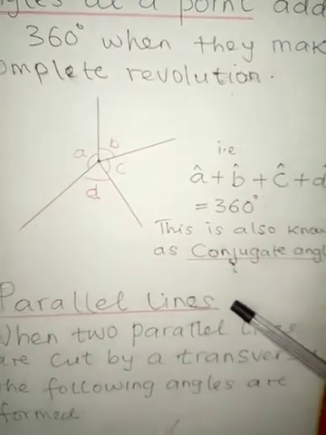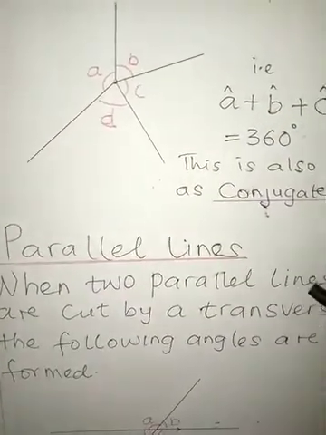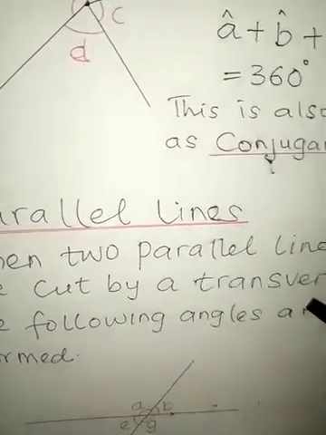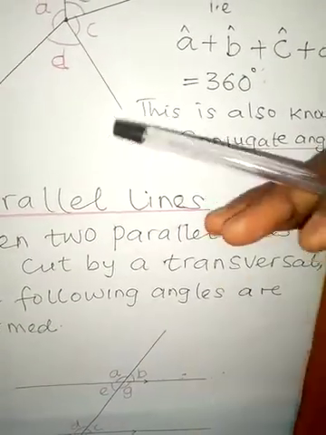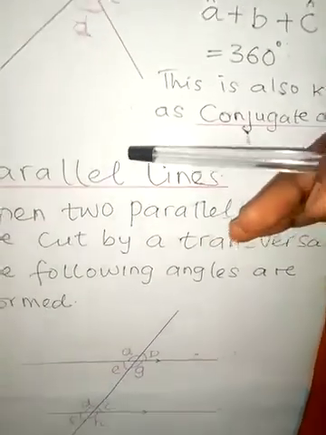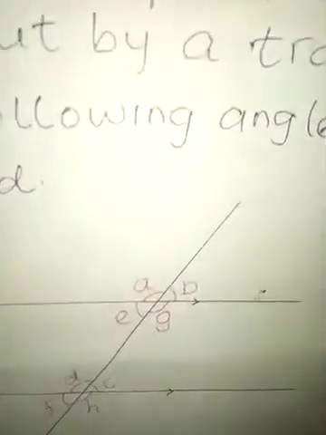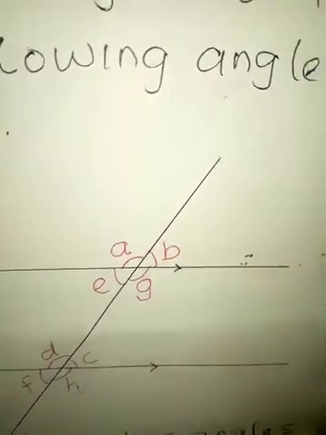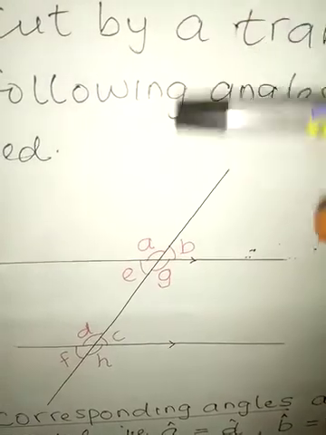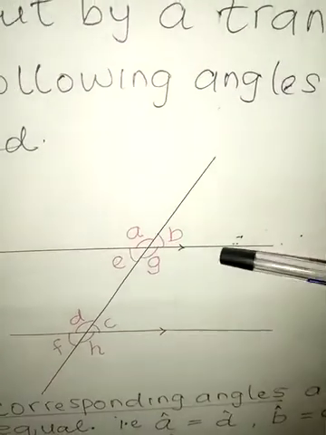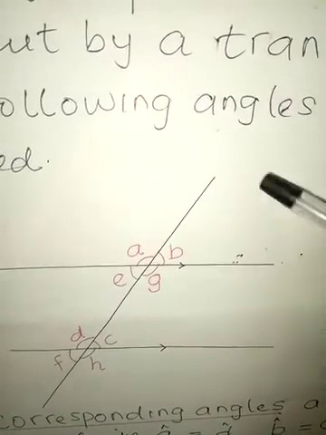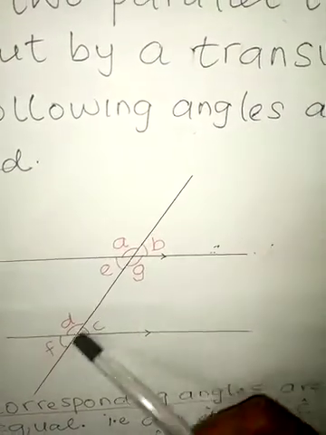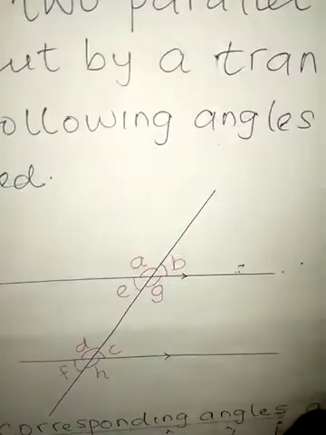Parallel lines. When two parallel lines are cut by a transversal, the following angles are formed. First of all, what is a parallel line? Parallel lines are lines that can never meet. They go in different directions. So when two parallel lines, this is a parallel line, this is another parallel line. You can see they are going in different directions. When they are cut by a transversal, the following angles are formed.